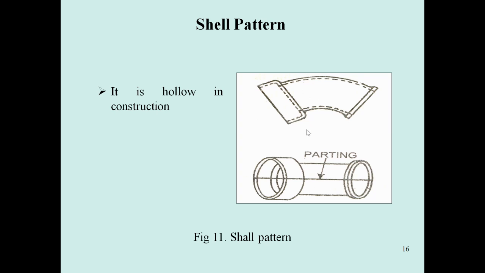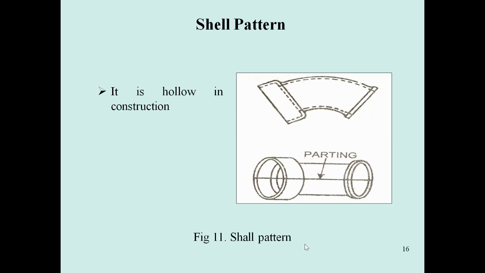Look at the figure here. This is a shell pattern diagram. This shell pattern is hollow in construction. The outside shape is used as the pattern, the outer surface. If you observe this figure, the outside face is used as a pattern. Next, pattern allowances.